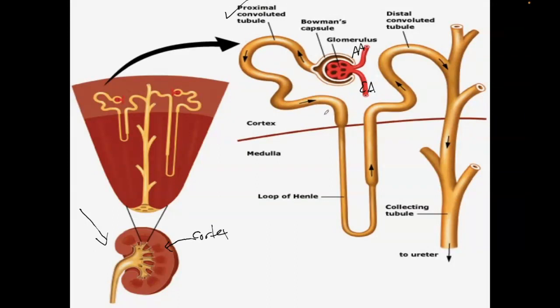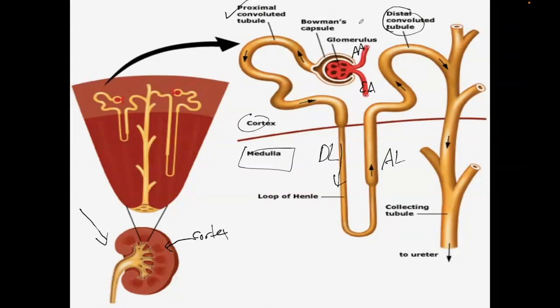And it's pretty convoluted. Now it's going to drop through the cortex into the medulla. That's the loop of Henle. The loop has a descending limb and an ascending limb. The descending limb is bringing it down, and the ascending limb is bringing the filtrate up. Now we're back in the cortex again for the distal convoluted tubule.